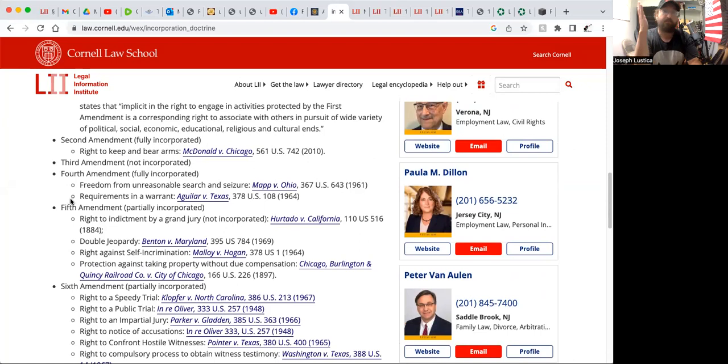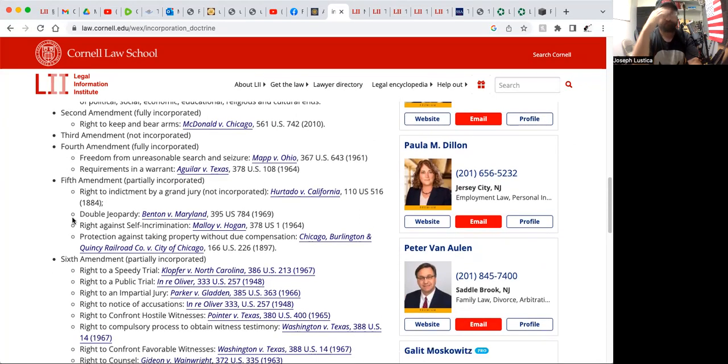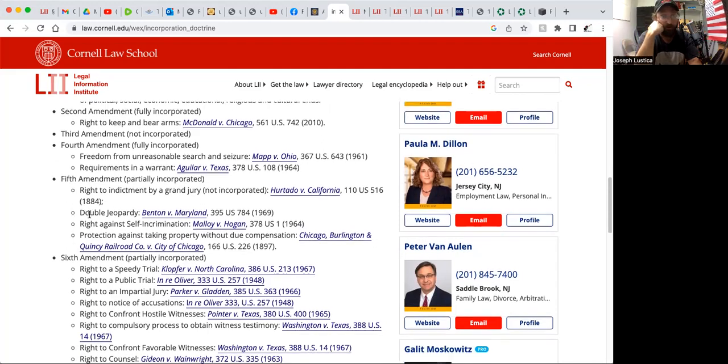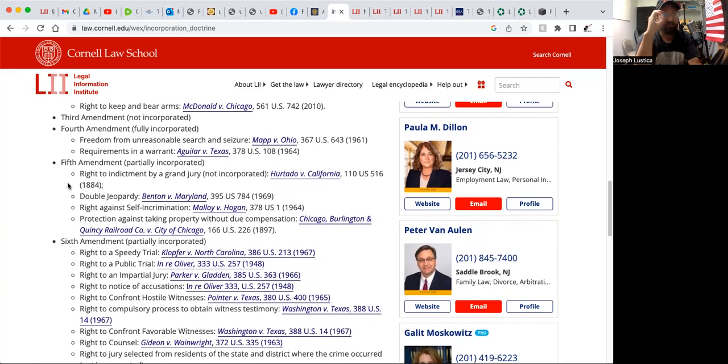Okay, Fifth Amendment is partially incorporated, okay? Does it say which ones are not? No, it doesn't say it in here. Right to indictment by a grand jury is not incorporated. So there's no grand jury.